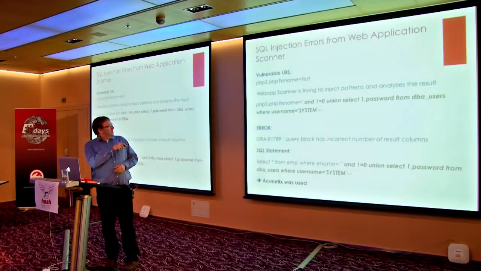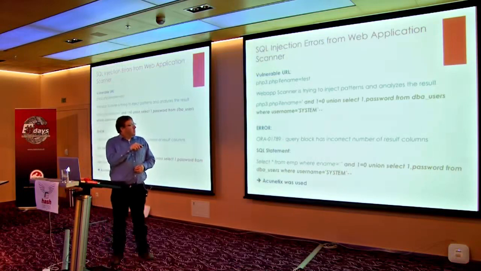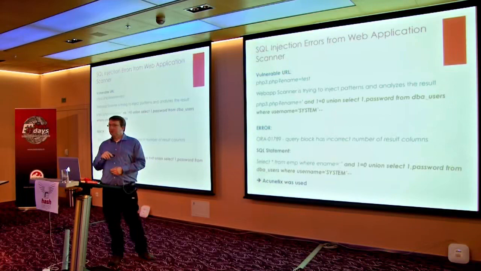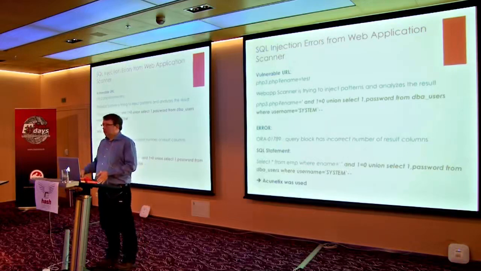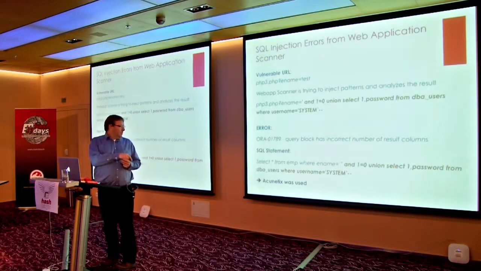Let's say we have a URL, some PHP program, and here you specify a name, and then you get something back. If you pass this URL to a web application scanner, the scanner is probably trying to insert n1 equal union select 1, password from DBA users where username equals system minus minus. And you can get this SQL statement in the error trigger. So the error trigger sees the entire SQL statement. And I know that if I see this string, Acunetix was used.